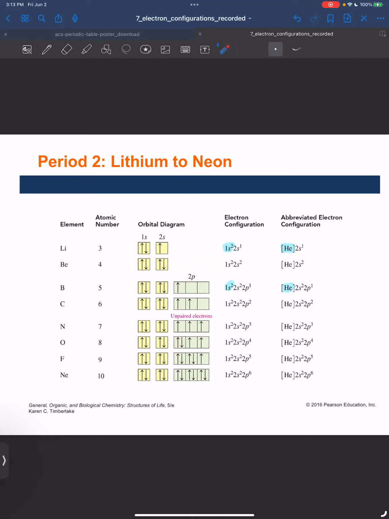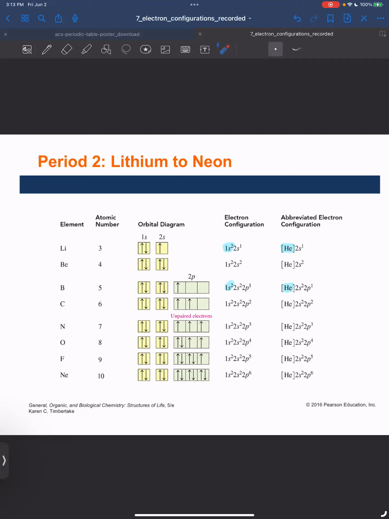And nitrogen has 7 electrons. So we see all 3 are unpaired here, 2p3. Oxygen now has 4 electrons in the 2p sublevel. And notice how we have filled them first, and then we had to put that 4th roommate. That 4th roommate had to share a room with one of the roommates.